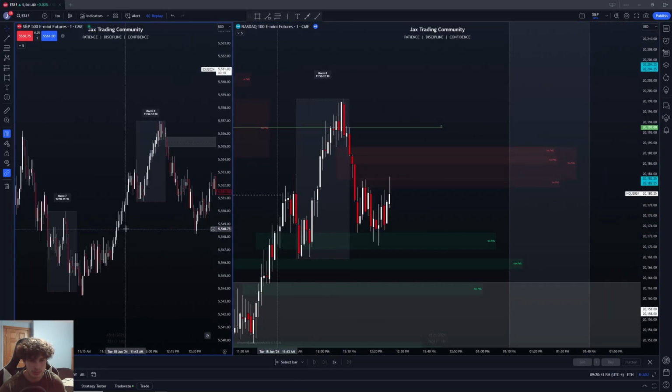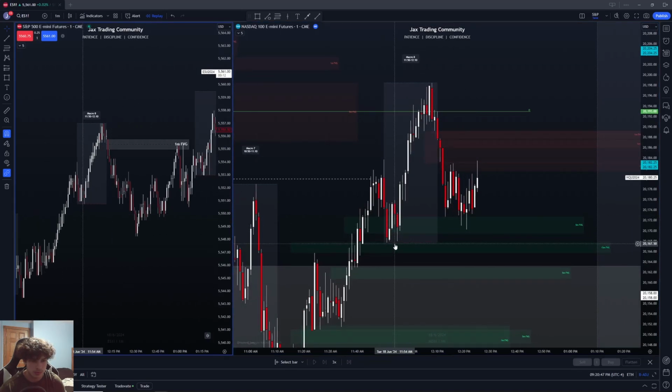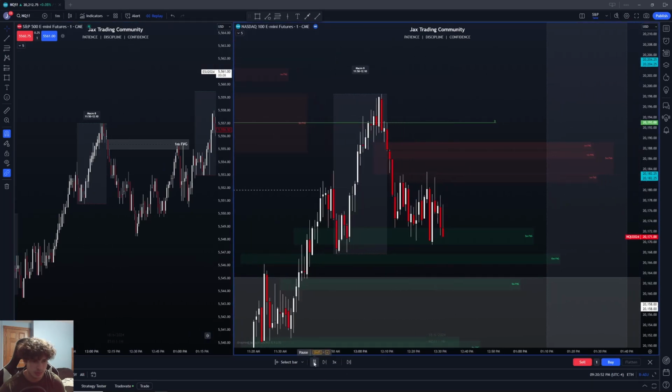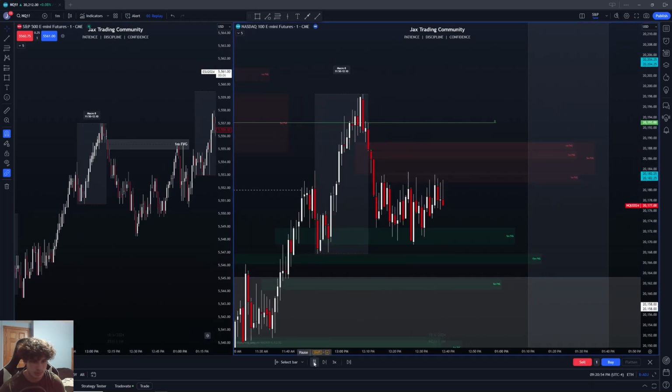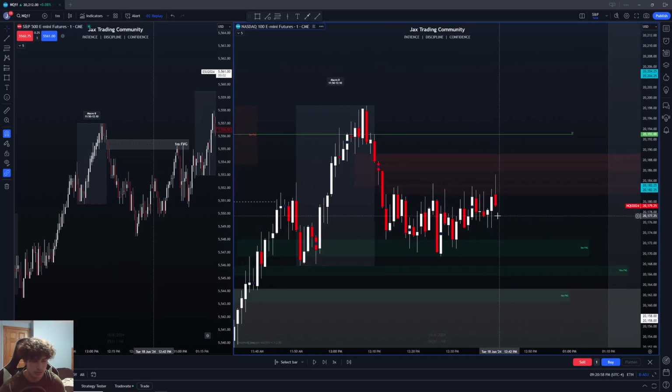Okay, let's see if there's a possible SMT right here. Right here's sort of an SMT. We'd look for displacement up. No displacement up. Just sort of consolidating right here.